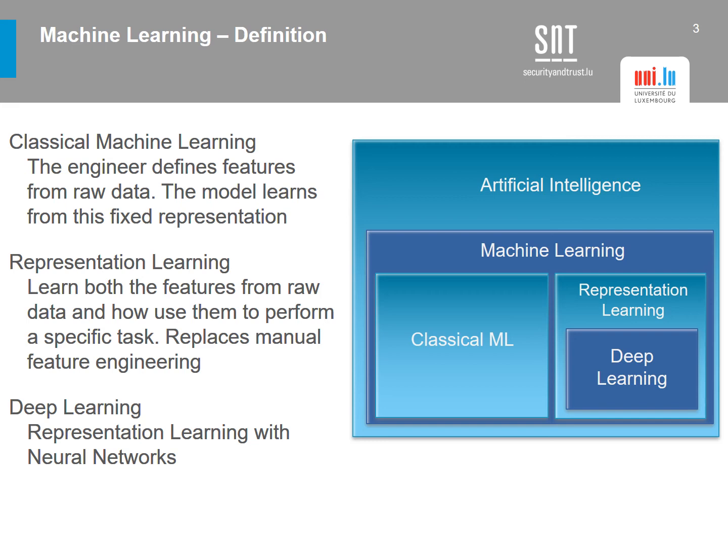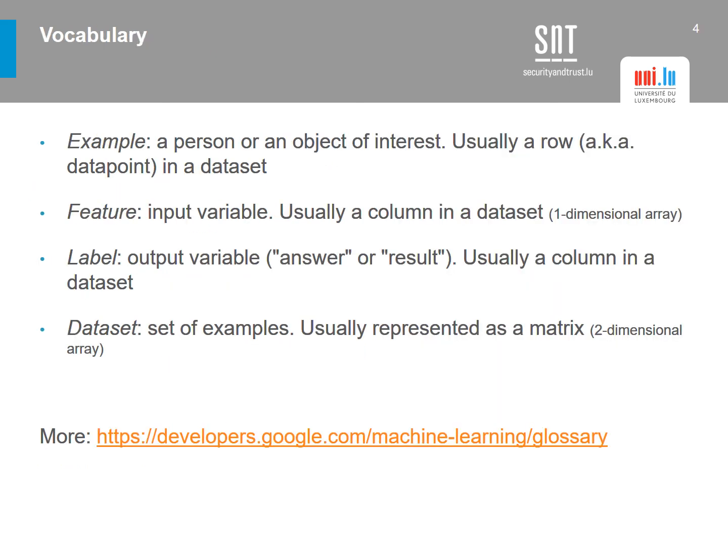Now let's try to have an understanding of the vocabulary and some of the basic terms that are frequently used in machine learning. So, an example in machine learning is an object or a person. An example is something that we want to give to our model. Usually, one example is one row in a dataset.